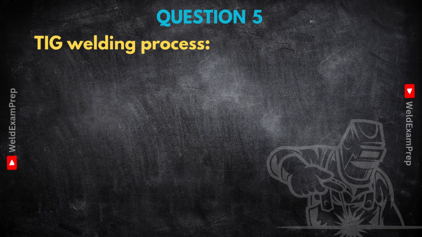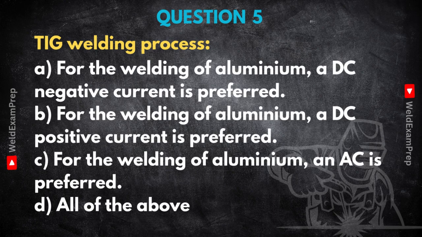When TIG welding aluminum, which current type is generally the go-to choice? A, for the welding of aluminum, a DC negative current is preferred. B, for the welding of aluminum, a DC positive current is preferred. C, for the welding of aluminum, an AC is preferred. D, all of the above.